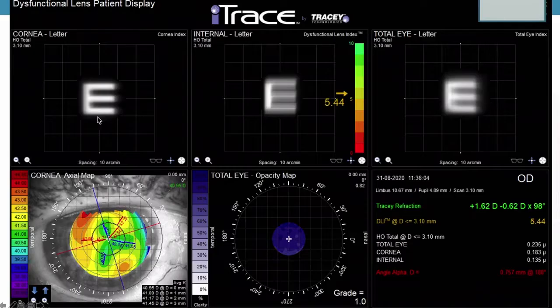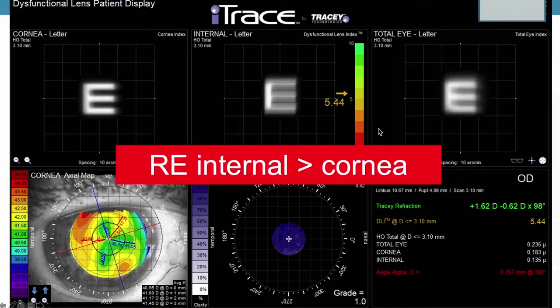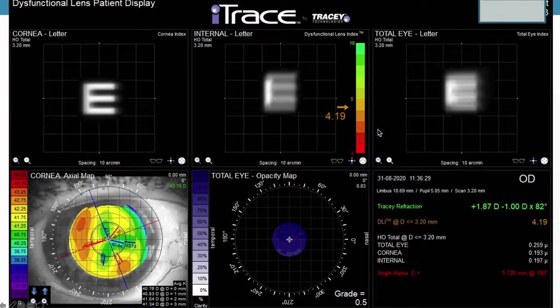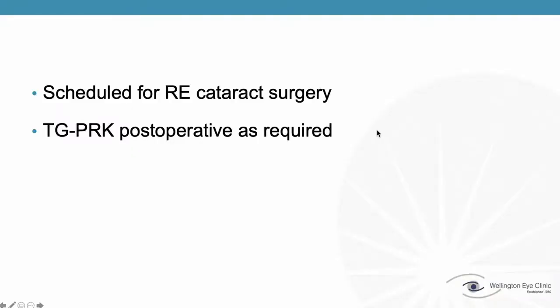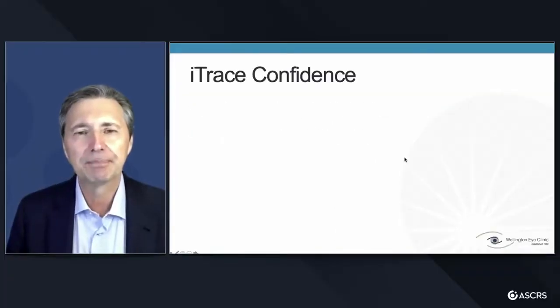But the iTrace now shows us that, relatively speaking, on this eye the lens is now a bigger problem. So, of course, in the last 9 months, the lens has become the bigger issue. And in the right eye, the internal optics are the problem. And again, this is on a repeat scan, we see the same thing. So we go about doing the right decision and rather do the cataract now. And we're going to do a topo-guided PRK as required post-operatively.